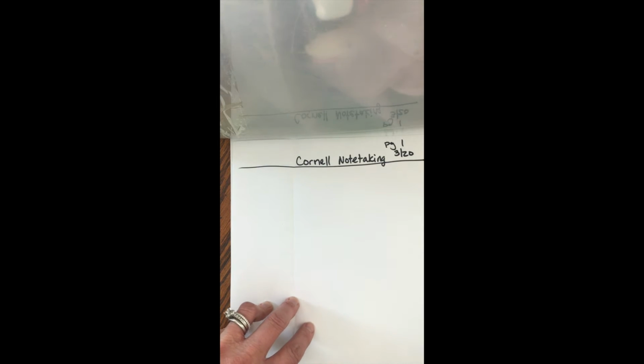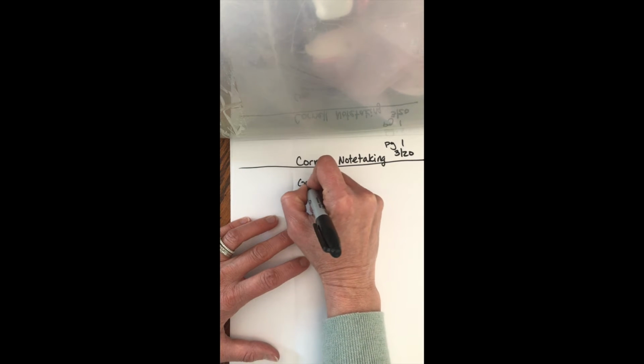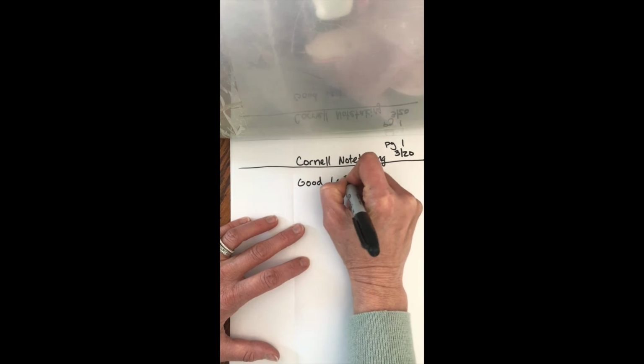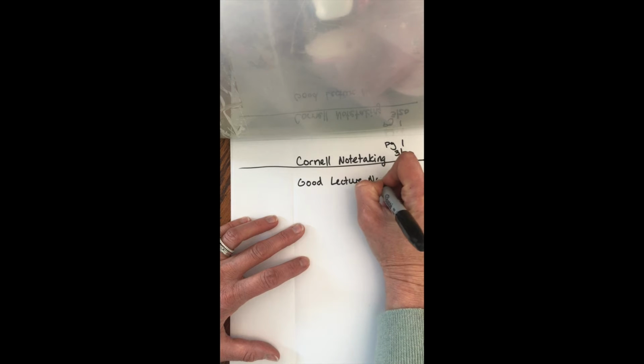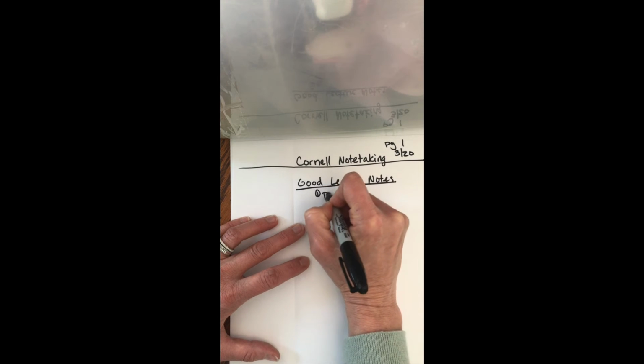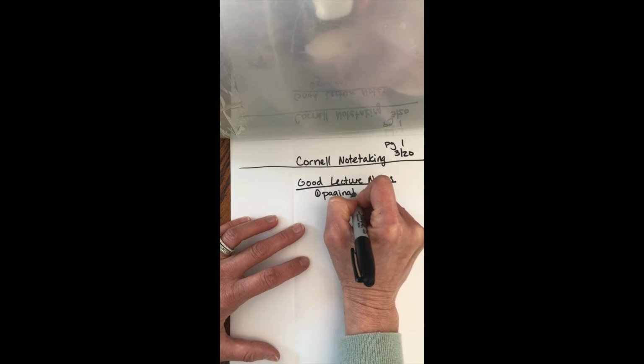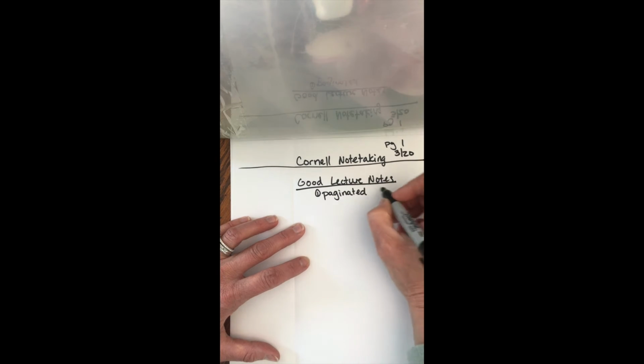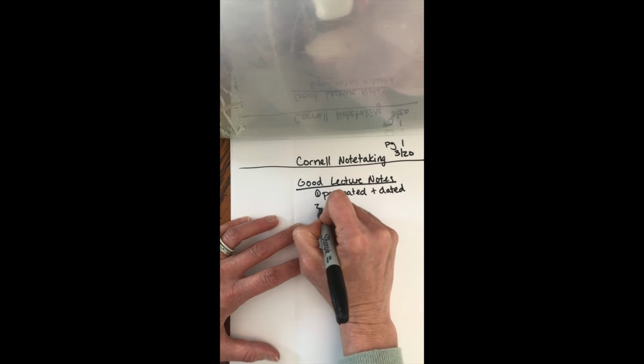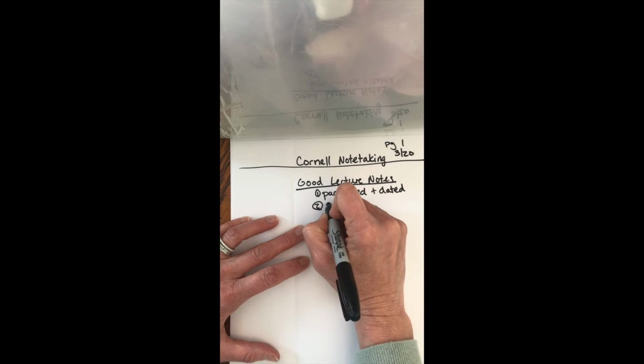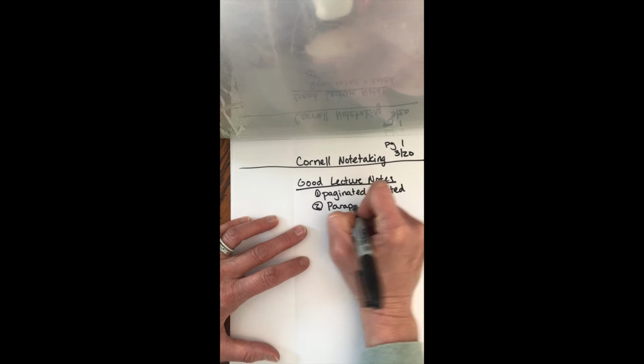Another aspect of Cornell note-taking that I think is very effective for students has to do with using underlining and numeration. So good lecture notes are page-dated and dated. They are paraphrases.